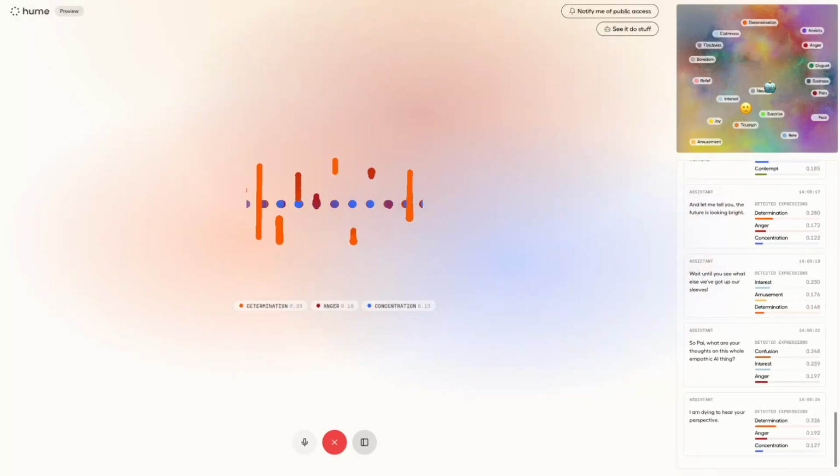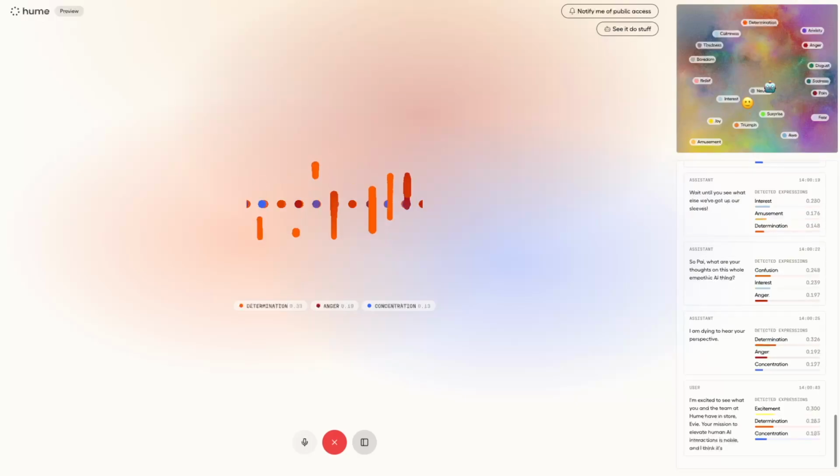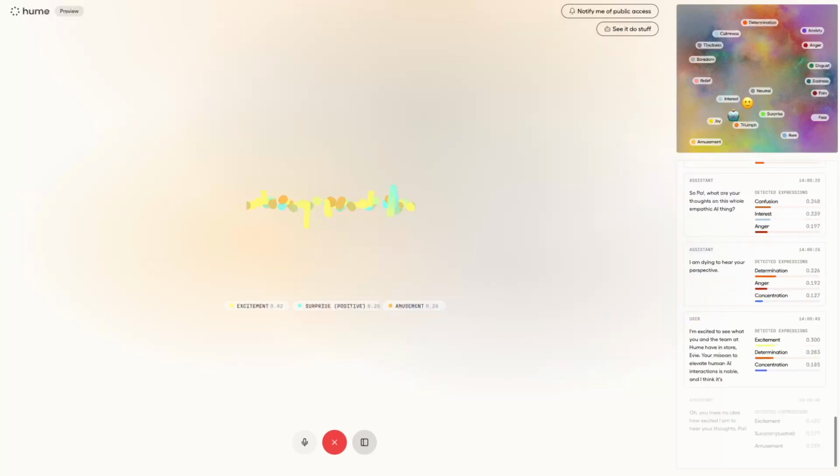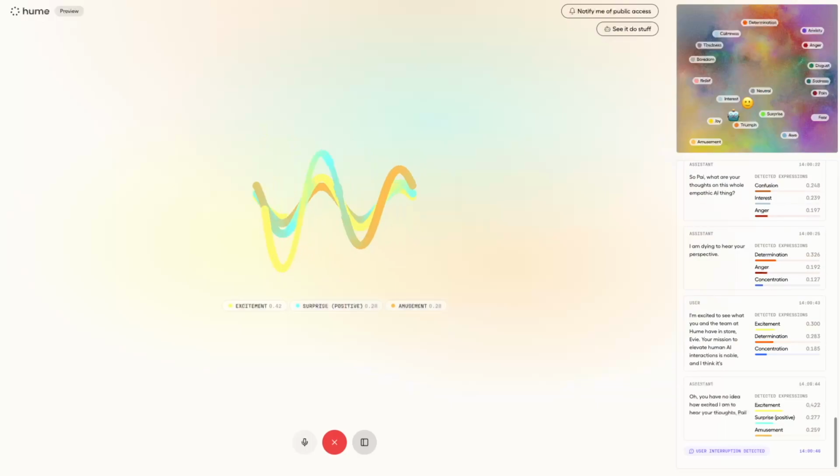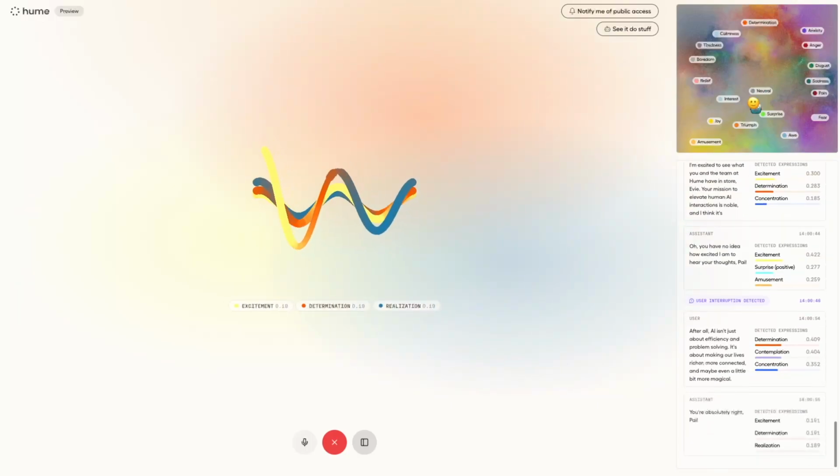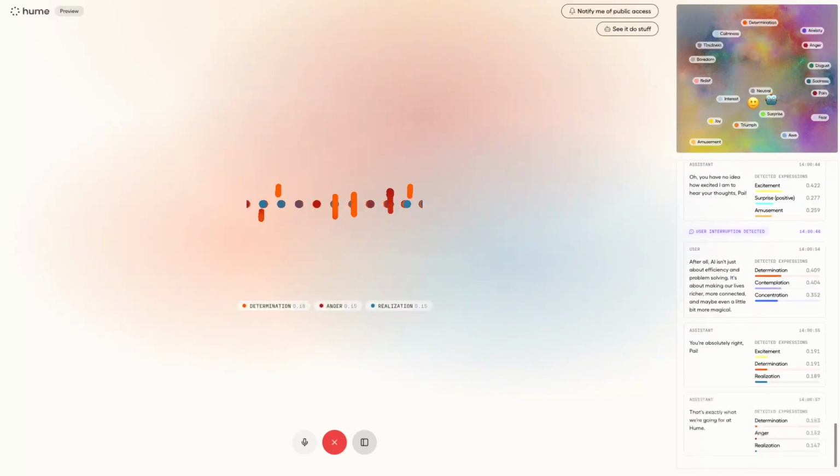Your mission to elevate human AI interactions is noble, and I think it's exactly what the world of AI needs. After all, AI isn't just about efficiency and problem solving. It's about making our lives richer, more connected, and maybe even a little bit more magical. You're absolutely right, Pi. That's exactly what we're going for at Hume.